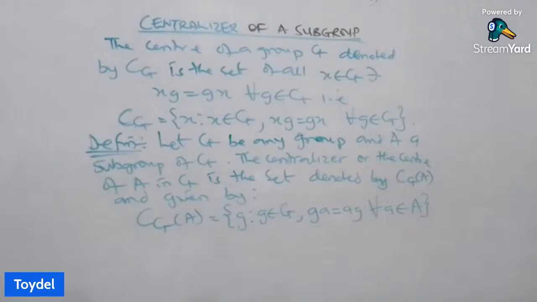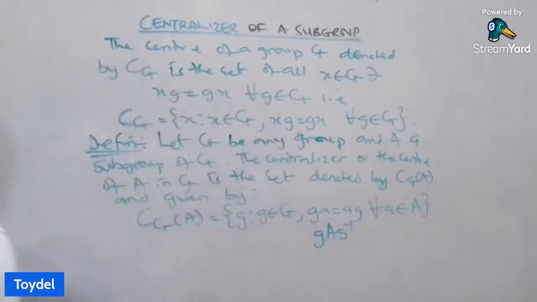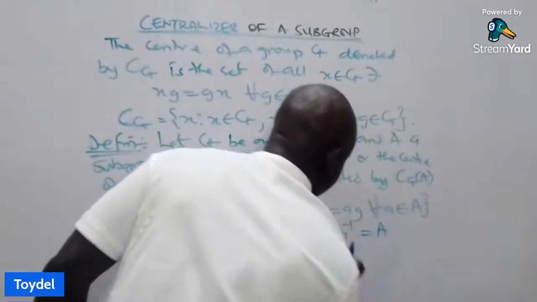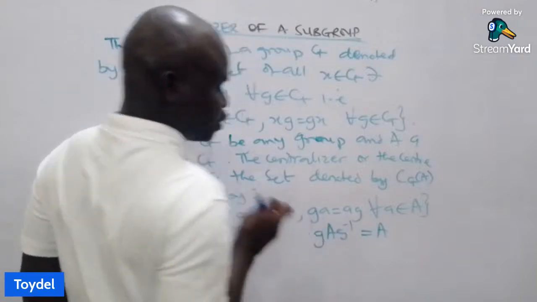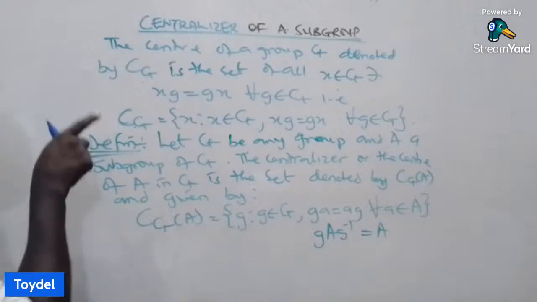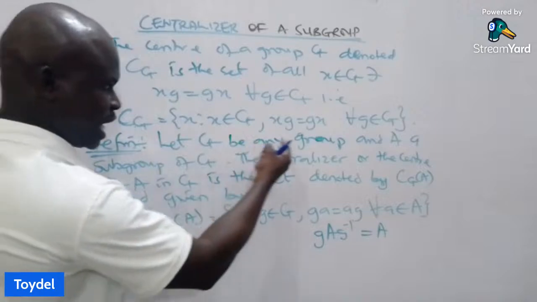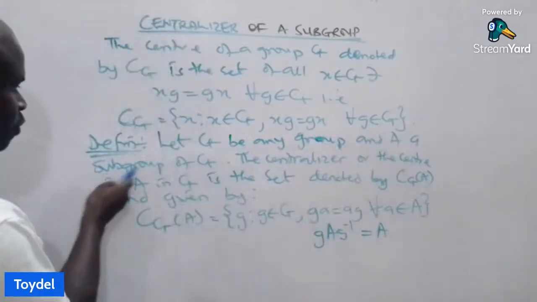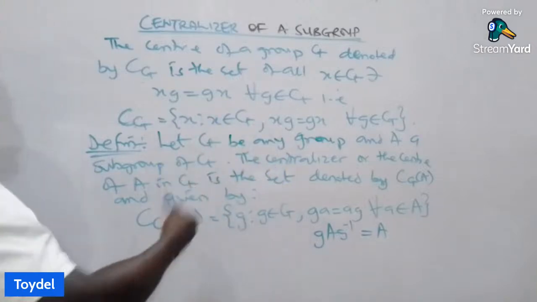So let's look at the definition of a centralizer. There's a big difference between this and the normalizer. In case of the normalizer, we have gag inverse equal to A. So this actually normalizes the group because g multiplied by g inverse will be neutral, then we are going to get A. But in case of the centralizer, we must have a group. Let G be any group, and A a subgroup of G. Also under the normalizer, it's still the same thing: we have a group, and A is the subgroup.